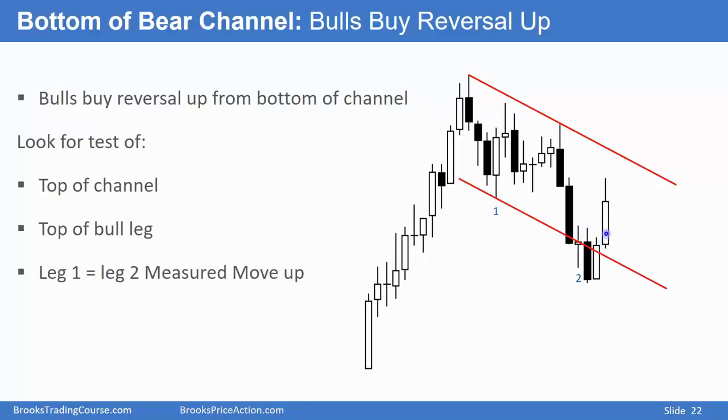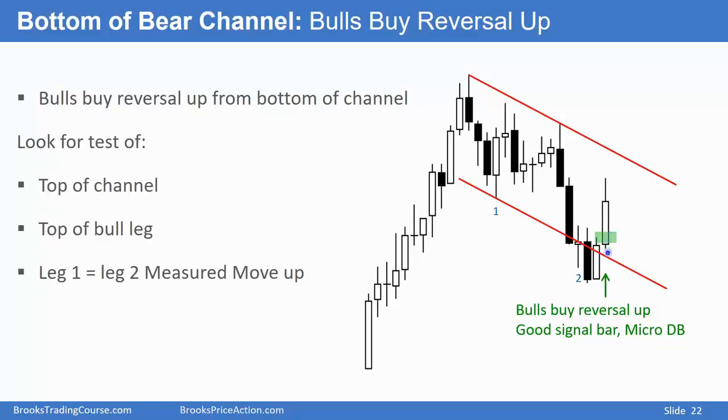So bulls will buy above the high of this bar. This is a higher probability buy than simply buying above this bar. This micro double bottom means that the bears twice failed to break below the channel, and that increases the probability that the reversal up will be profitable. Bulls will therefore place a buy stop just above the high of this bar, and they'll get long here.